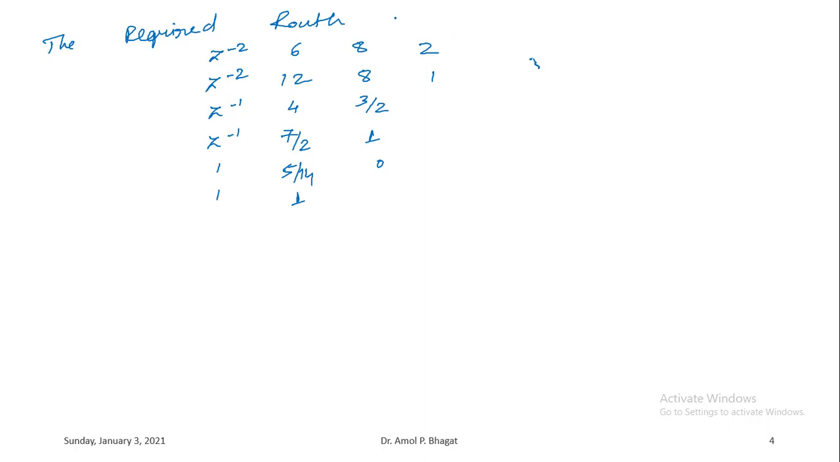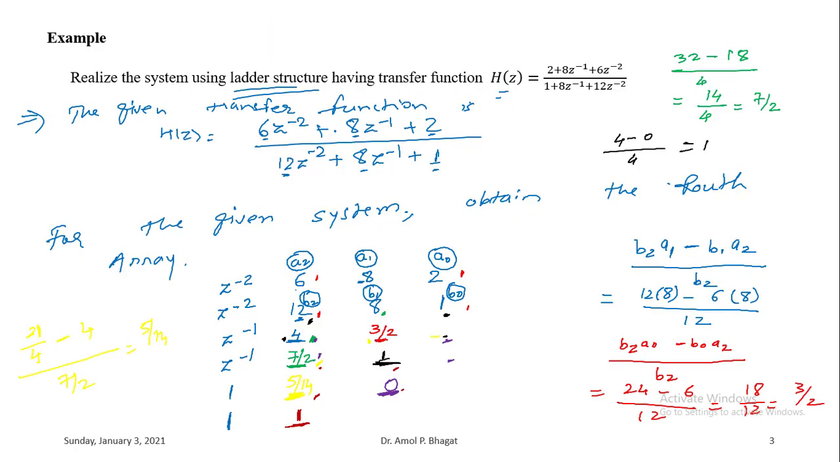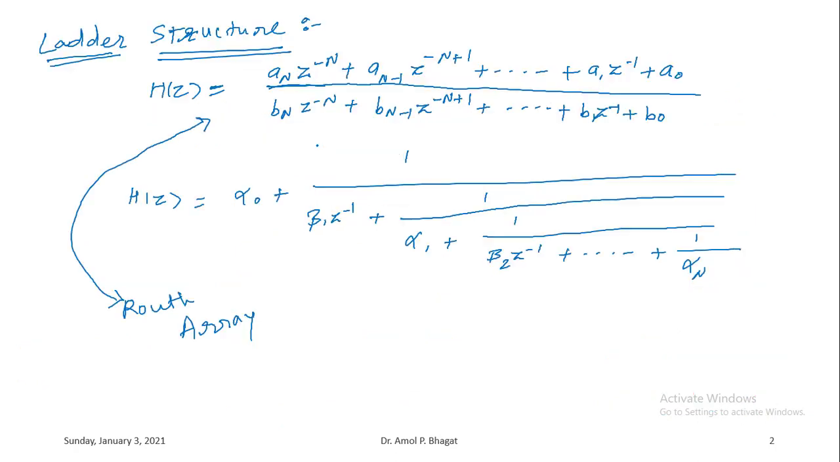Okay, so this is the required Routh array. By using this Routh array, now you can identify the coefficients. Which coefficients? You have to identify alpha 0, beta 1, alpha 1, beta 2, and so on. As it is a second order polynomial in this case, the last value of the alpha coefficient will be alpha 2 that you will be identifying.